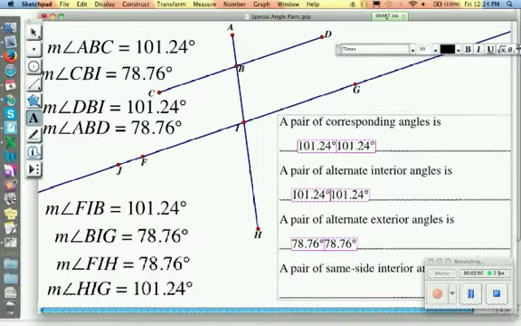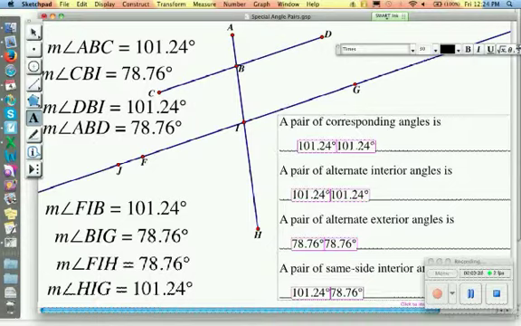Finally, though, let's get some same side interior angles up here. Remember, those are on the same side of the transversal, inside the 2 lines. So I'd like to hear from different people. Mariah, please. FIB and CBI. Absolutely. Fantastic. And you're possibly looking at these angle measures and saying, oh, this looks interesting, but Mrs. Clouse, maybe you kind of jury-rigged that so that it looks that way.